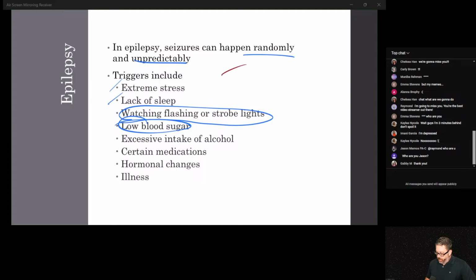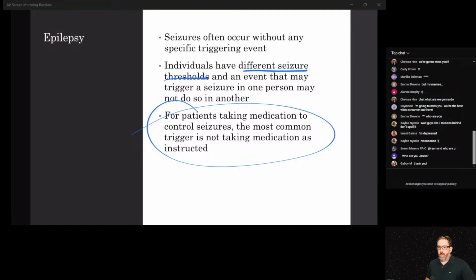again, get a journal. See what happened before, whenever a seizure happens, kind of look back and see what they're doing beforehand if they can remember. Always remember this one. Most common reason for getting a seizure on medication is not taking the medication. So always ask, make sure they're taking their medications.